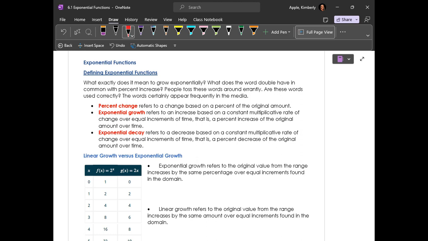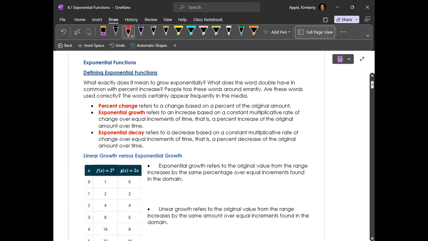grow exponentially, because these are words that are used in common discussion a lot of times. Oh, it grew exponentially, which means it grows really, really fast. But what it actually means is it grows with a specific multiplicative rate, right? So a percentage change is the constant rate of increase rather than a linear change.